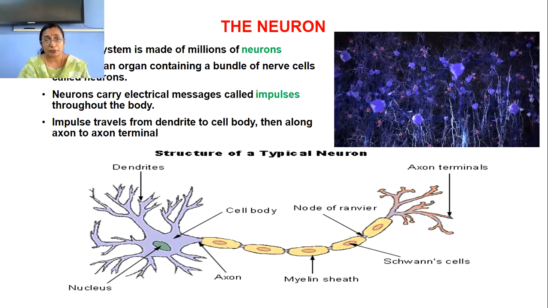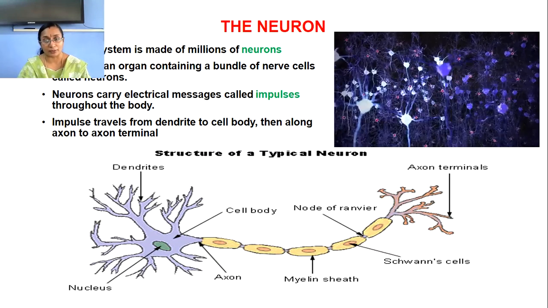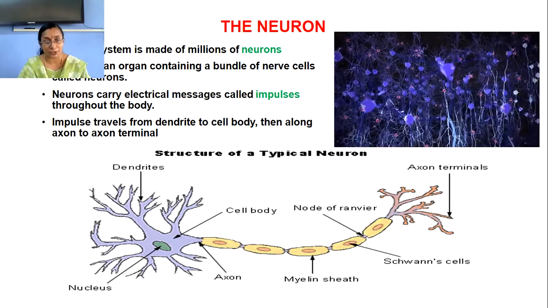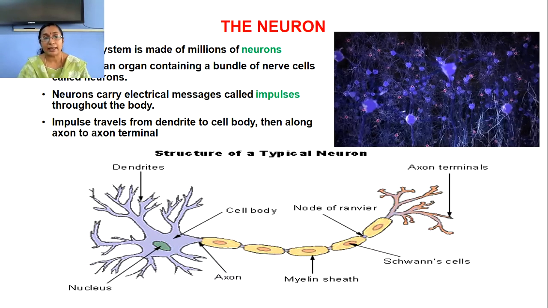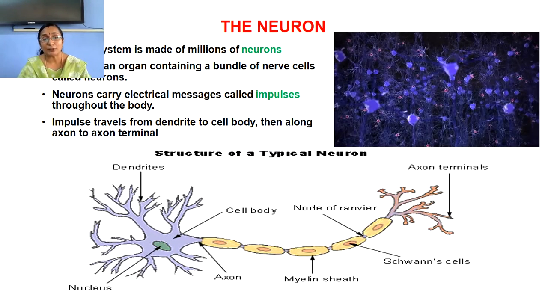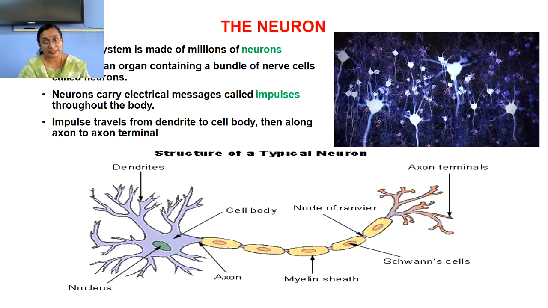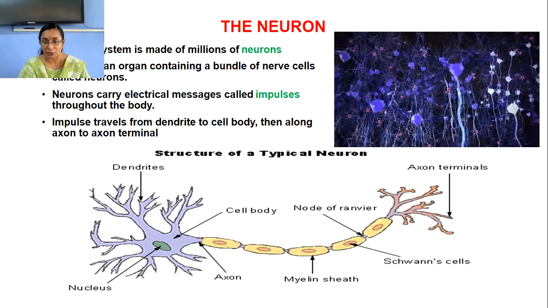The functional unit of the nervous system which makes all this possible is the neuron. You have studied neurons in your lower classes and you are quite familiar with the structure of the neuron shown here. Our nervous system is made up of millions of neurons, and a nerve contains a bundle of nerve cells. Each nerve cell is called a neuron and its function is to transmit electrical messages, which are called impulses. Now how does the impulse travel across a neuron?